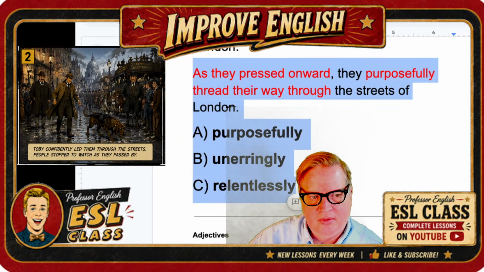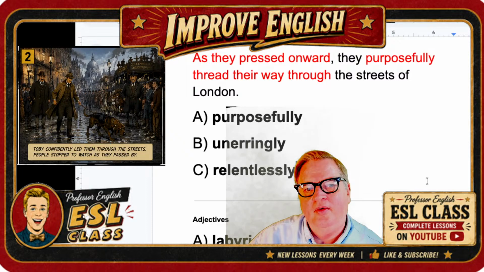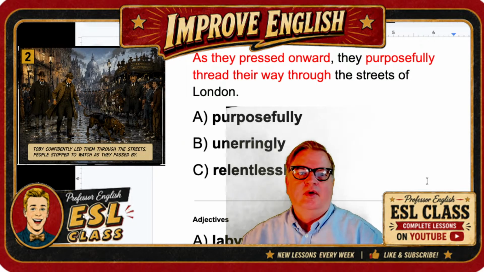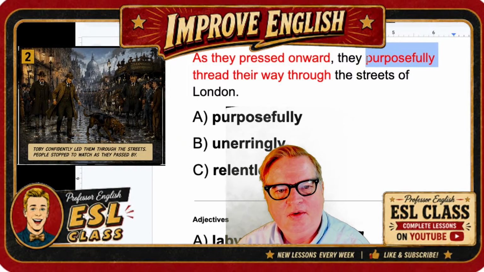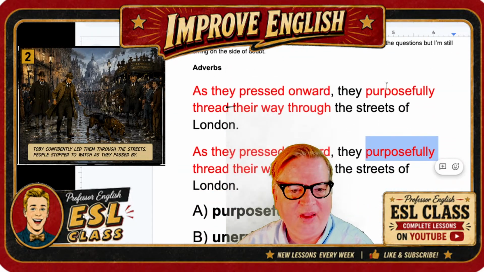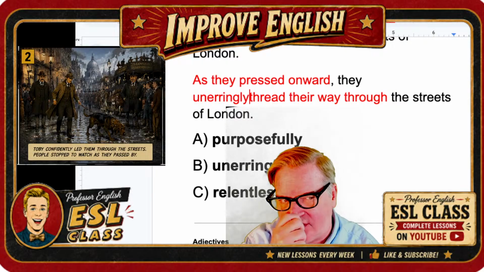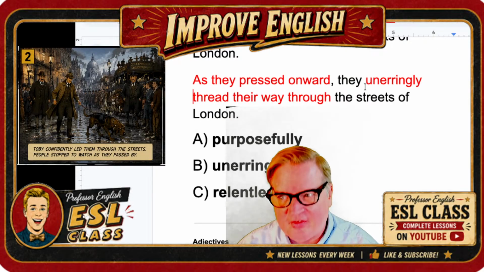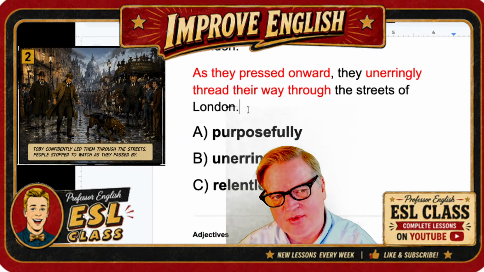They unerringly thread their way through the streets. Yeah, we replaced purposefully with it. That's right. So what that would mean is, they thread their way through the streets, so the streets were confusing, but they never made a mistake. They never failed. Does that make sense? Do you understand the sentence?